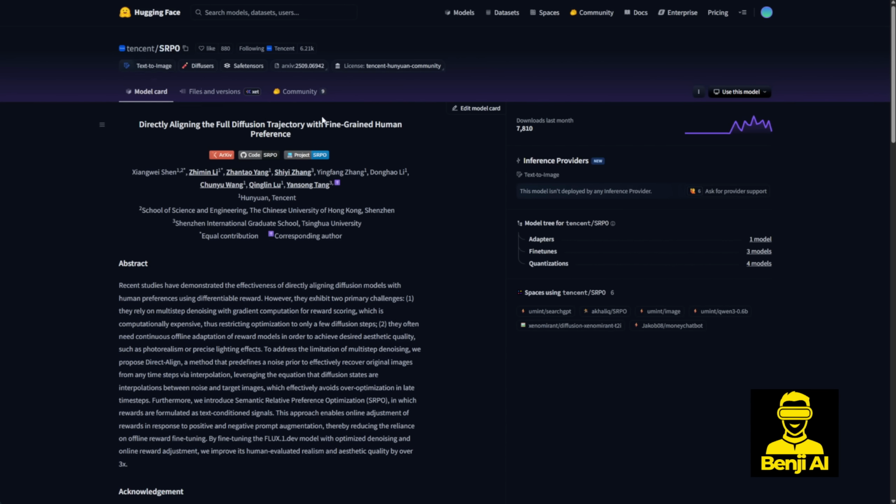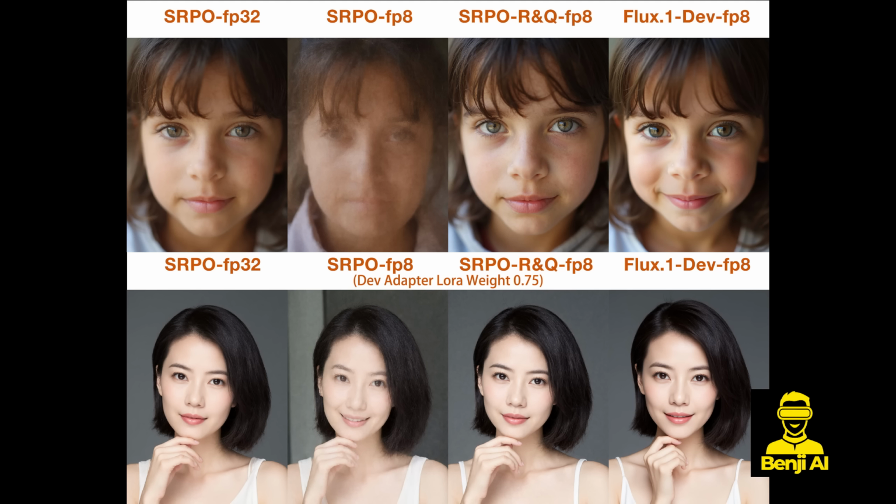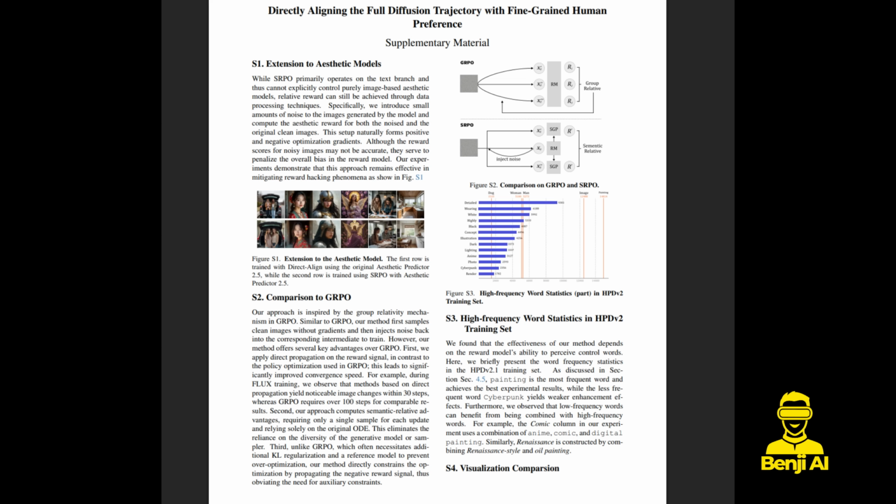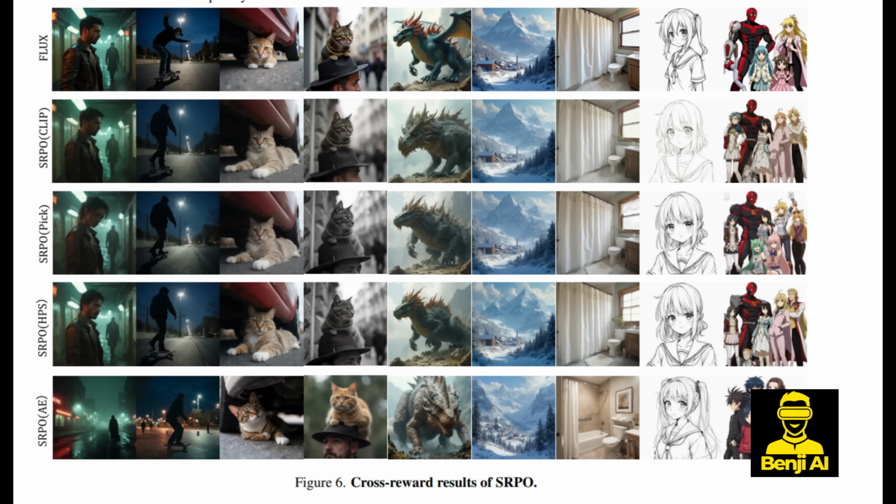You can fine-tune this model in under 10 minutes on a small dataset. Think less than 1,500 images. No need for crazy compute power or days of training like some other methods. Oh, and one more thing. SRPO's got this thing called Direct-Align, which keeps the early messy stages of image generation super stable. That means no wonky distortions when your image starts coming together.